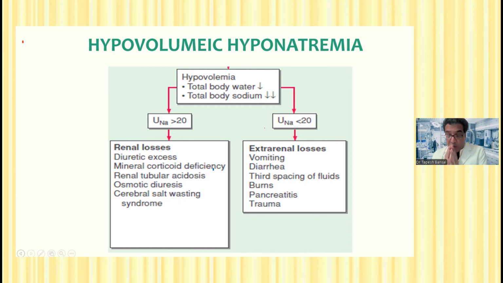And the way to understand this is if there is true hypovolemia without renal losses, then there will be increased absorption of sodium and water, right? And that will lead to a decreased urine sodium. So those are extrarenal losses. All these are going to be characterized by decreased effective circulating volume or true hypovolemia. However, if there is a renal problem, you're going to lose sodium and water in the kidney, then urine sodium is going to be more than 30. But because you're losing in the kidney, your effective arterial circulating volume is going to be decreased.